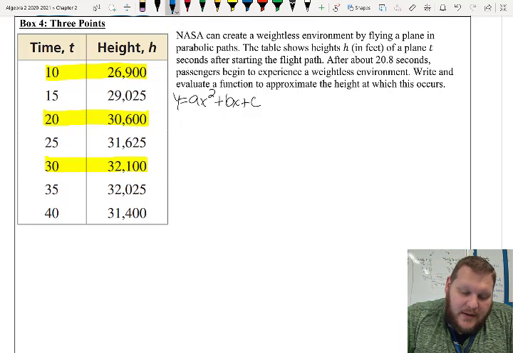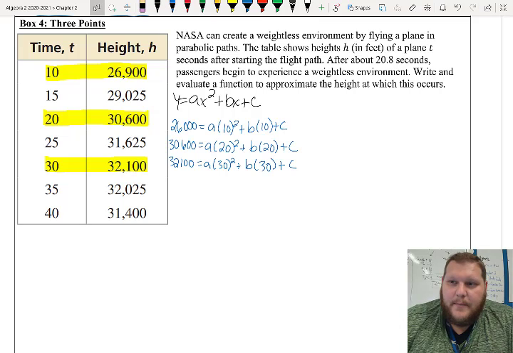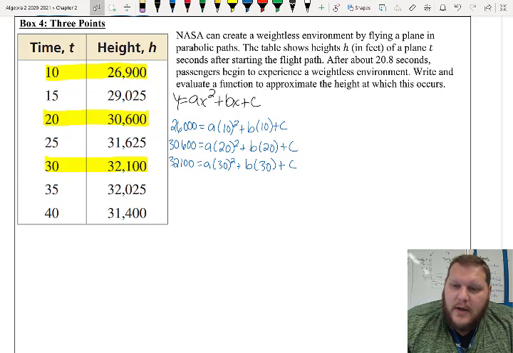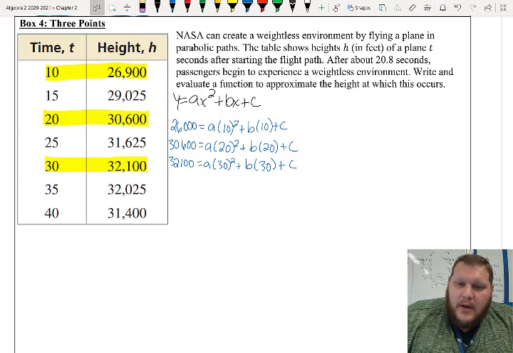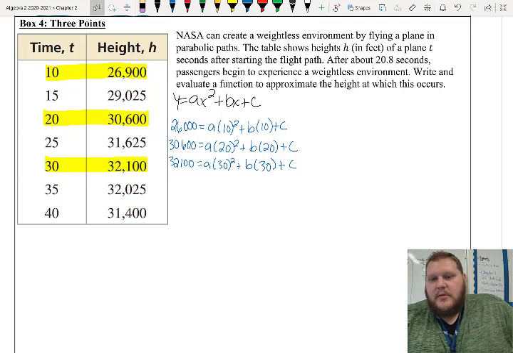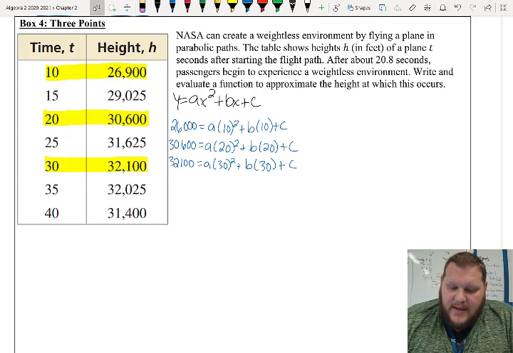So what I'm going to do is take each of those x and y values, in this case h and t values, and plug those into the standard form for our equation to get a 3-variable system set up. All right, so as you can see, I've gone ahead and done that substitution, where in this top equation I'm plugging in 10 for x and 26,900 for y, and so on. So 20, 30,600, and then 30, 32,100, just substituting in for the x's and y's.